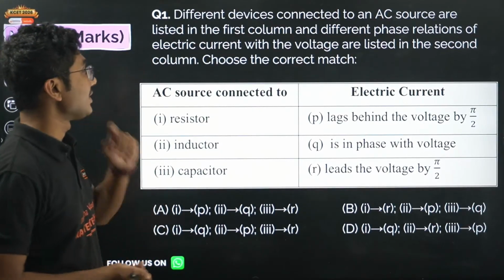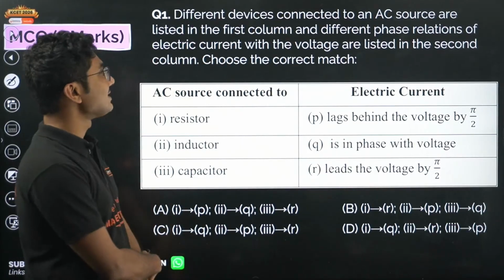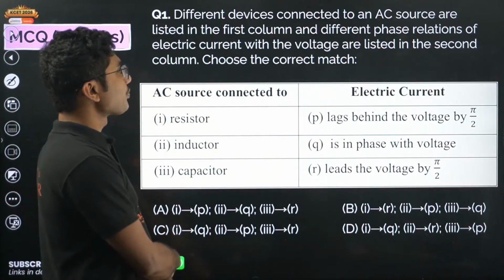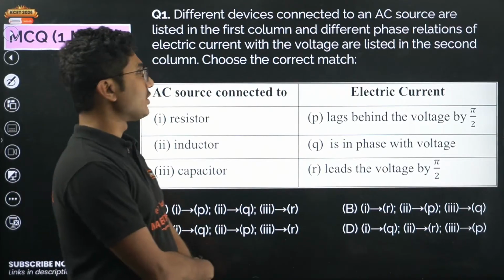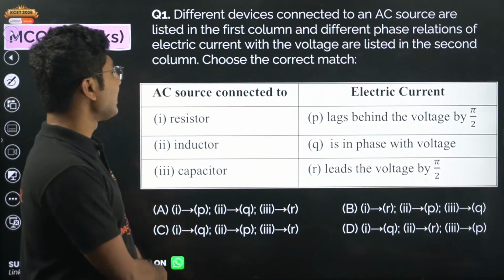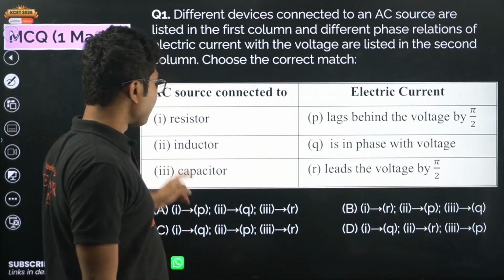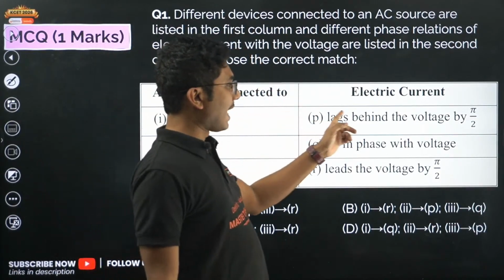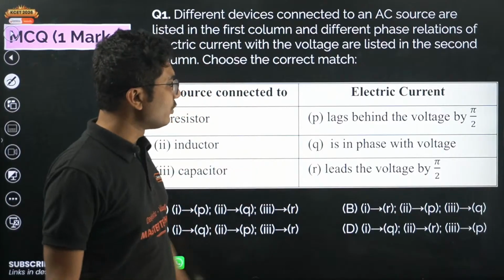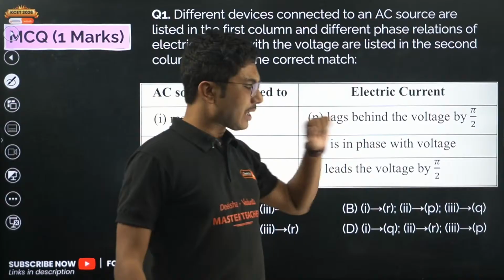Let's see the first question. Different devices connected to an AC source are listed in the first column, and different phase relations of the electric current with the voltage are listed in the second column. Choose the correct match. Resistor, inductor, capacitor; and lags behind the voltage by pi by 2, is in phase with the voltage, leads the voltage by pi by 2.